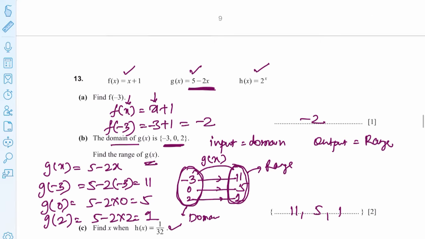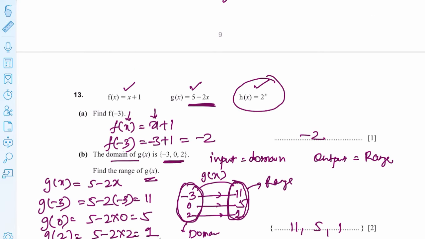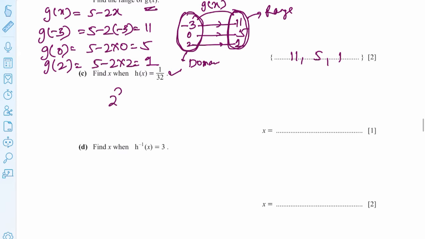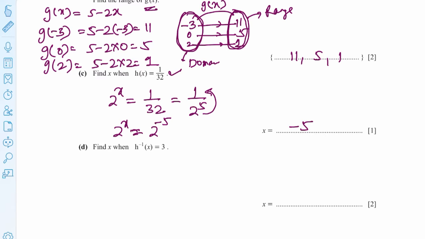Okay, next part. Find x if h of x equals 1 over 32. If you see this question, the h of x function is given as 2 power x. So what does it mean? 2 power x equals 1 over 32, right? And 1 over 32 I can write as 2 power 5. As per the law of indices, if I bring this term to the numerator, the sign of the power changes, which is minus 5. So x equals minus 5, because 2 power x equals 2 power negative 5. The bases are exactly the same, so the powers will also be the same. So x equals negative 5. Got it here?